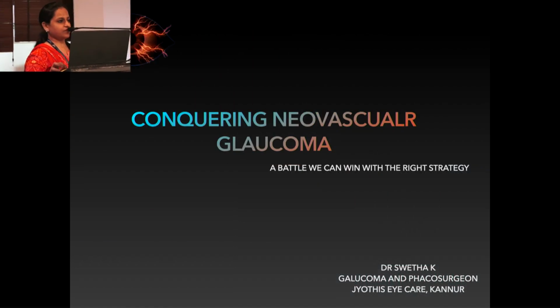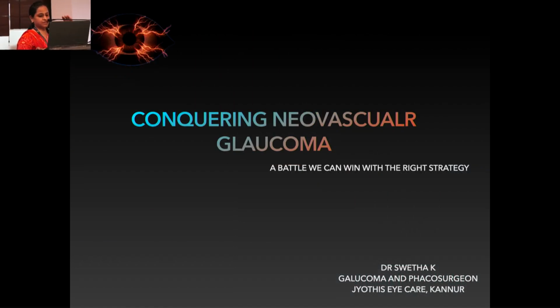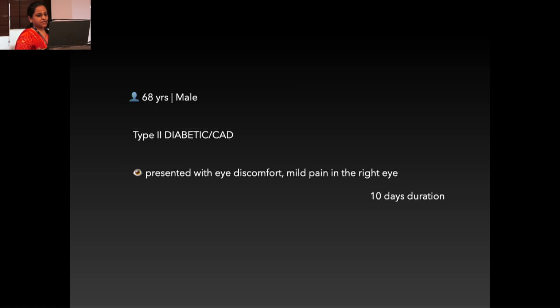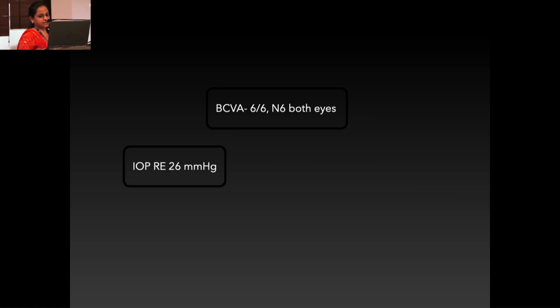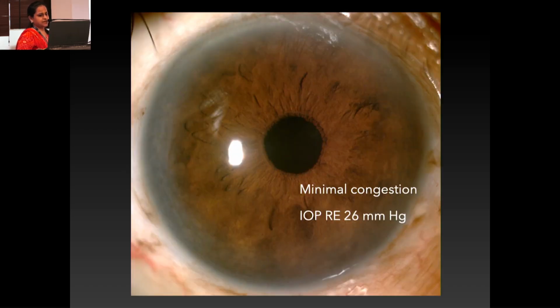The first part of the presentation will be a case. This is a case of a 68-year-old male who had type 2 diabetes mellitus and cardiovascular disease. He was on treatment. He presented with eye discomfort and mild pain in the right eye for 10 days. His best corrected visual acuity in both eyes was 6/6, N6, and his IOP in the right eye was 26 millimeters of mercury, left eye was 18 millimeters of mercury. So he presented with very minimal congestion and an IOP of 26.